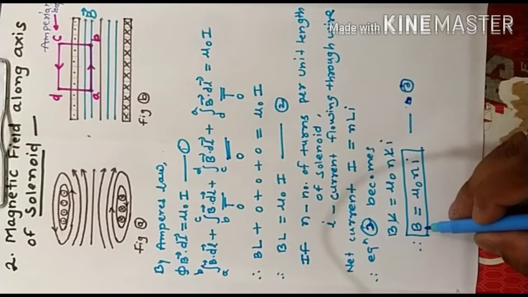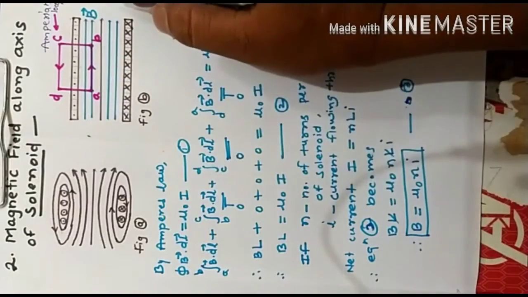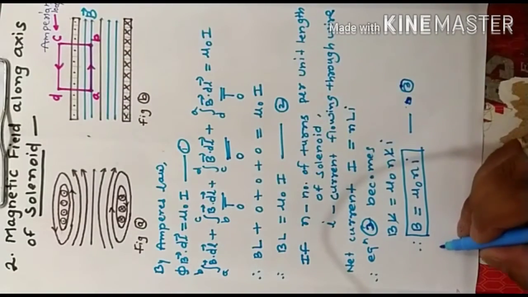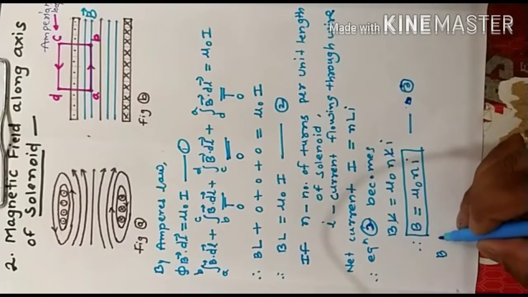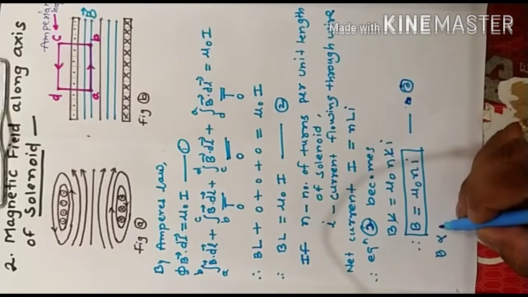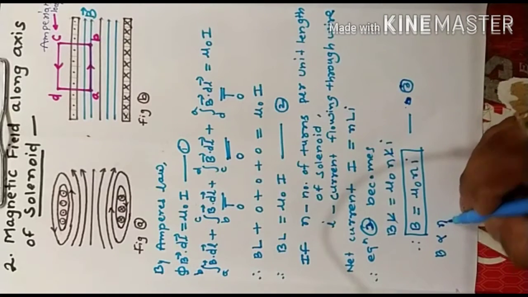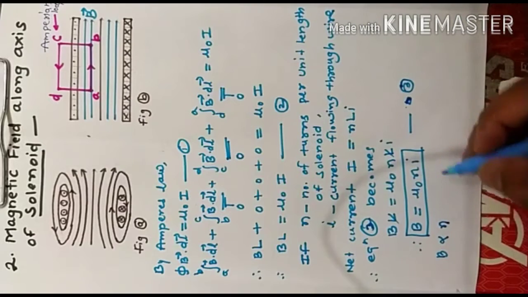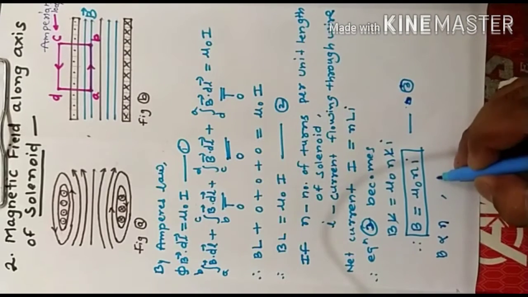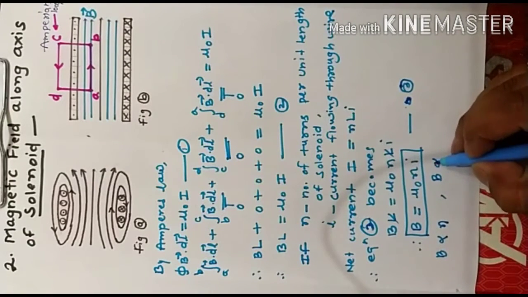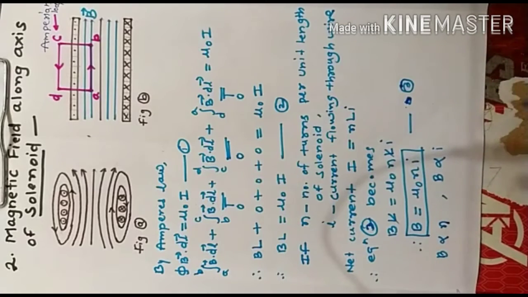This equation gives the magnetic field induction along the axis of the solenoid, and magnetic field induction is directly proportional to the number of turns of the wire, and also directly proportional to the current passing through the wire of the solenoid.